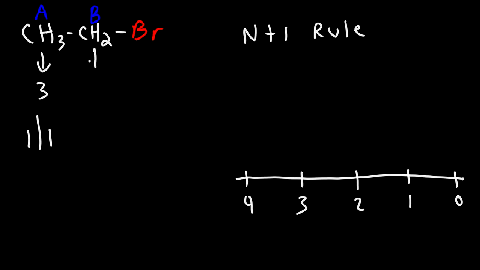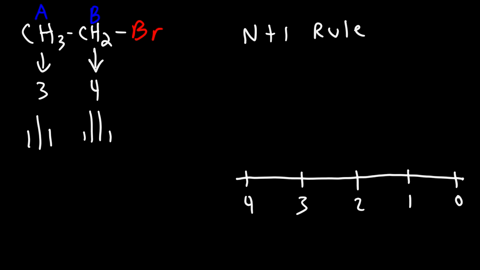Now let's analyze proton B. So looking at the adjacent carbon, there are 3 protons on it. So N is 3. Using the N+1 rule, we have 3 plus 1, which is 4. And so we're going to get a quartet with the intensity ratio 1:3:3:1.